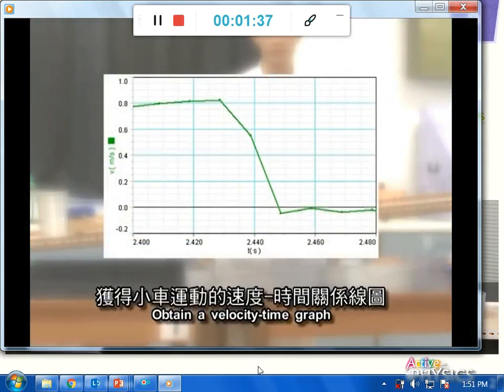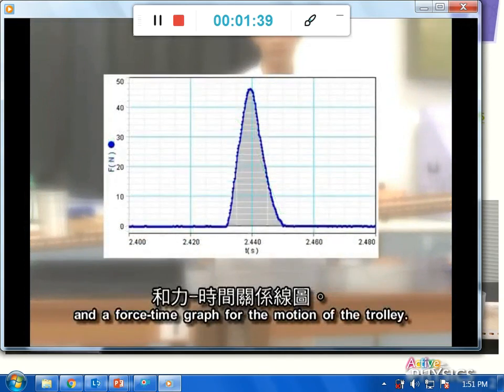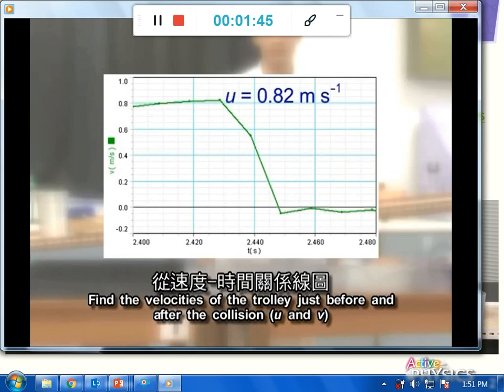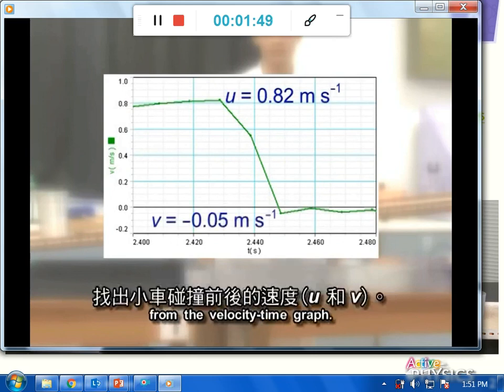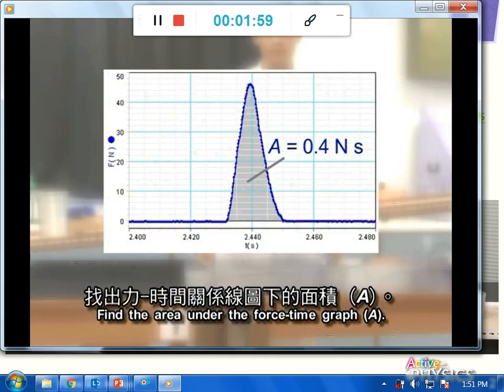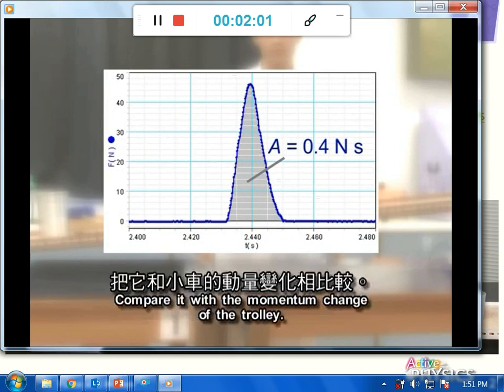Obtain a velocity-time graph and a force-time graph for the motion of the trolley. Find the velocities of the trolley just before and after the collision from the velocity-time graph. Hence, find the momentum change of the trolley during the collision. Find the area under the force-time graph. Compare it with the momentum change of the trolley.